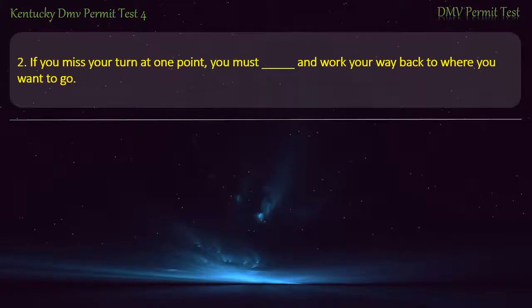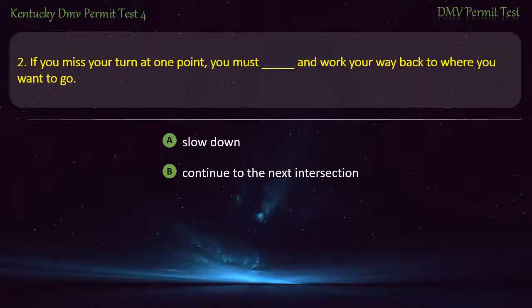Question 2. If you miss your turn at one point, you must and work your way back to where you want to go. Slow down. Continue to the next intersection. Stop. Make a U-turn. Answer. Continue to the next intersection.